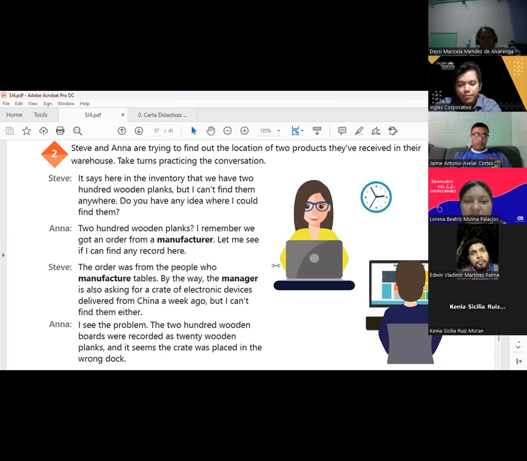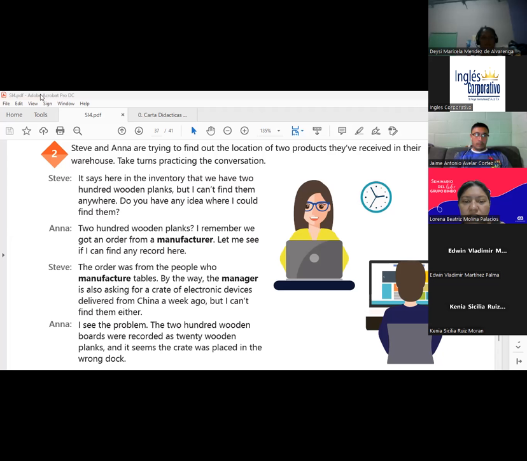Okay. It says here in the inventory that we have 200 wooden planks, but I can't find them anywhere. Do you have any idea where I could find them? 200 wooden planks? I remember we got an order from a manufacturer. Let me see if I can find any record here. The order was from the people who manufacture tables. By the way, the manager is also asking for a crate of electronic devices delivered from China a week ago, but I can't find them either. I see the problem. The 200 wooden boards were recorded as 20 wooden planks, and it seemed the crate was placed in the wrong dock.